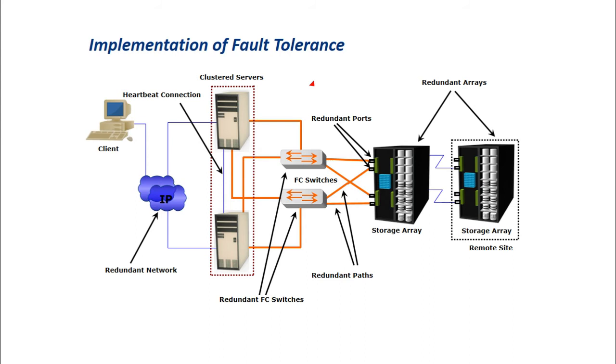Configuration of redundant switches to account for a switch failure. So having more than one switch facilitates that if one of the switches fails, we can continue the business operation using the surviving switch. Configuration of multiple storage array ports to mitigate a port failure. Configuration of redundant switch ports to account for a switch failure. Configuration of multiple storage ports to mitigate a port failure.